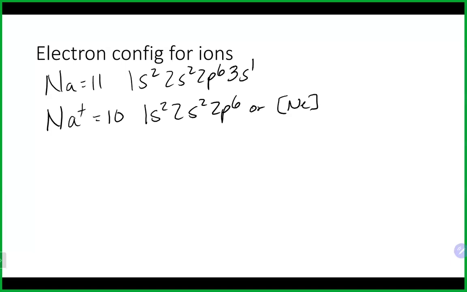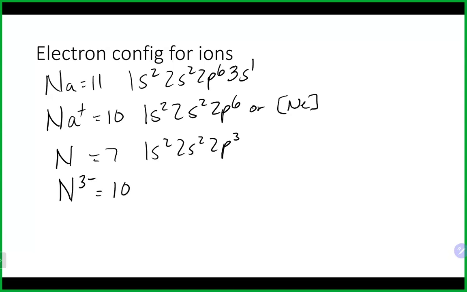table is neon's configuration. Now, if we have something that is negatively charged, let's say nitrogen here, which is 7 normally, it's 1s2, 2s2, 2p3 in this case. And when nitrogen makes a charge, it's going to be a -3, and that would also have 10 in this case. And it would end up with an electron configuration of 1s2, 2s2, 2p6, or that is neon.